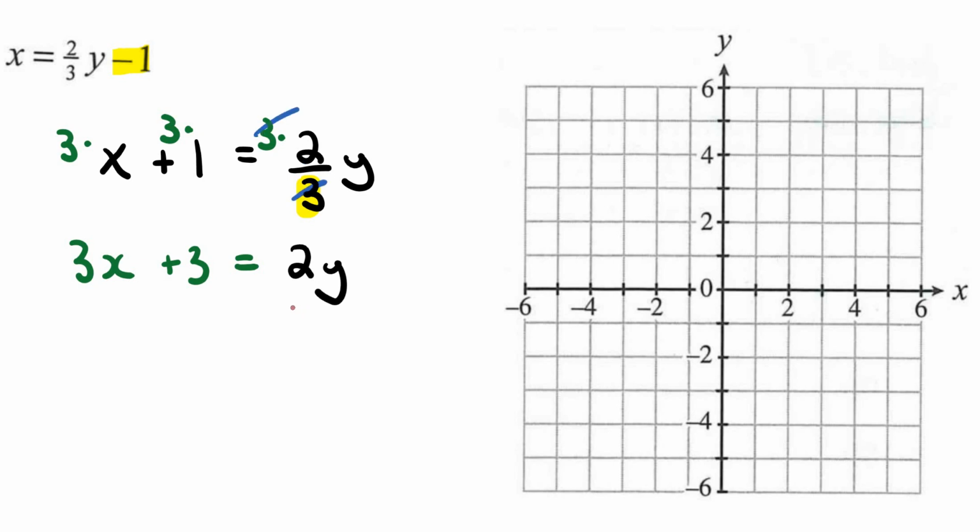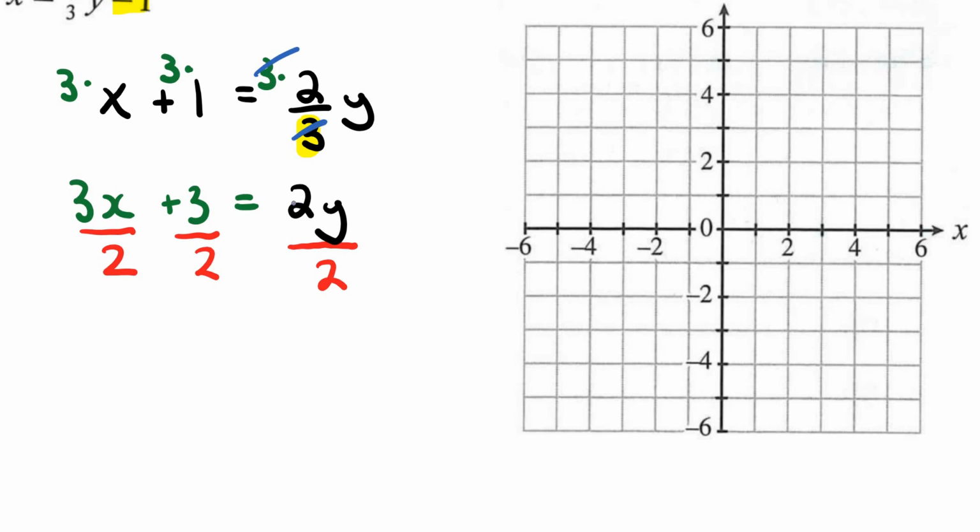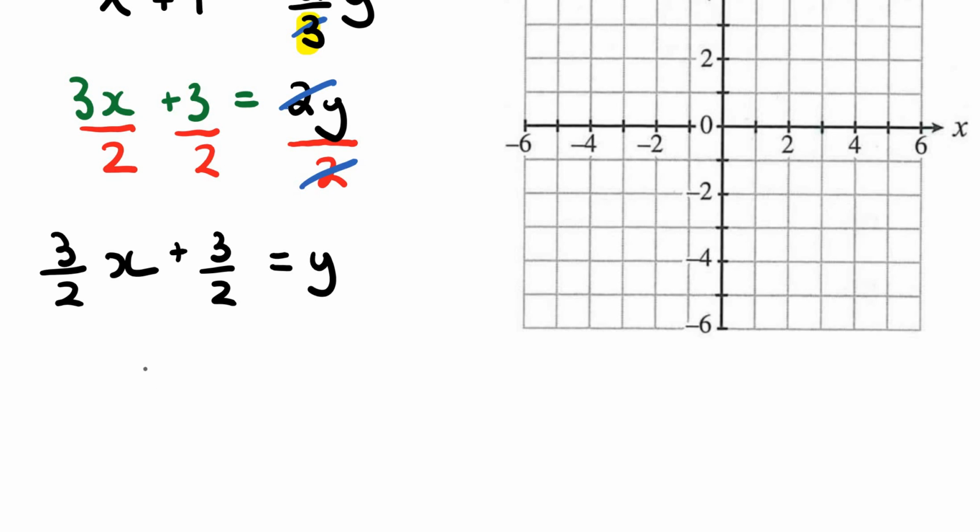And then how do I get rid of this 2 here? I can divide both sides by 2. If I do that, this and this will cancel off, and this will give me y over here. I get plus 3 over 2, and then I can write this as 3 over 2 x. If I just rearrange this, I can write y equals 3 over 2 x plus 3 over 2.